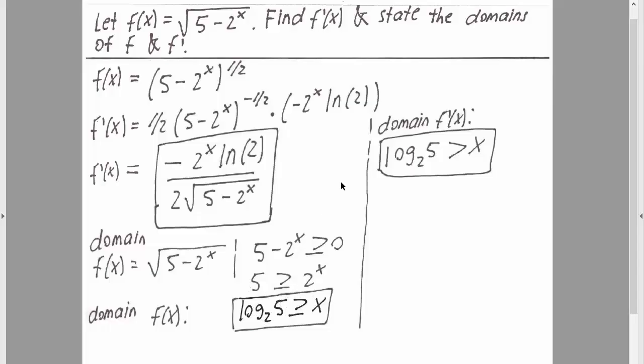And now for the domain of the derivative of f of x. Having it in this form, we can see that you have a square root in the denominator, and you can't have a 0 in the denominator. So we know for a fact that it would have to be the same as this, but it cannot equal 0, because you cannot have a 0 in the denominator. So the domain for the derivative of f of x would be x less than log base 2 of 5. And that's all you need to do.